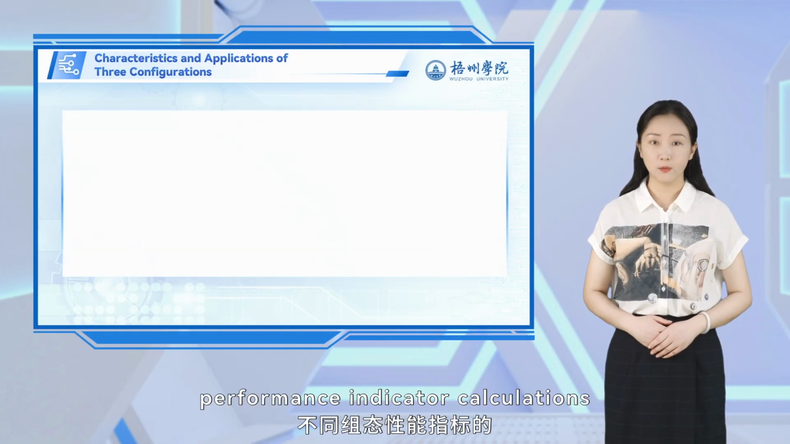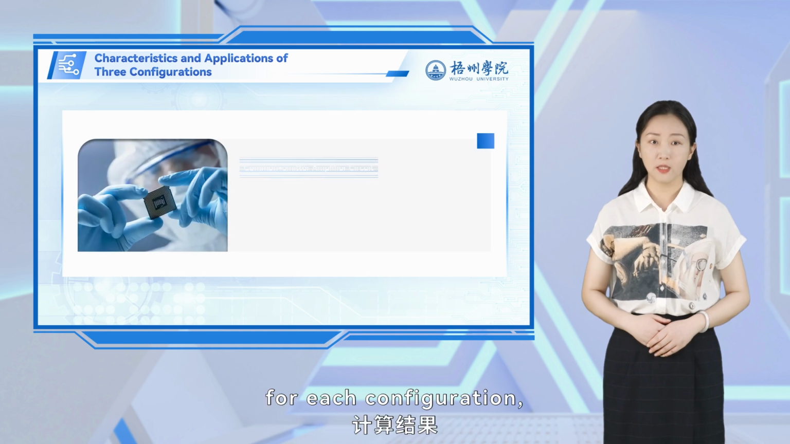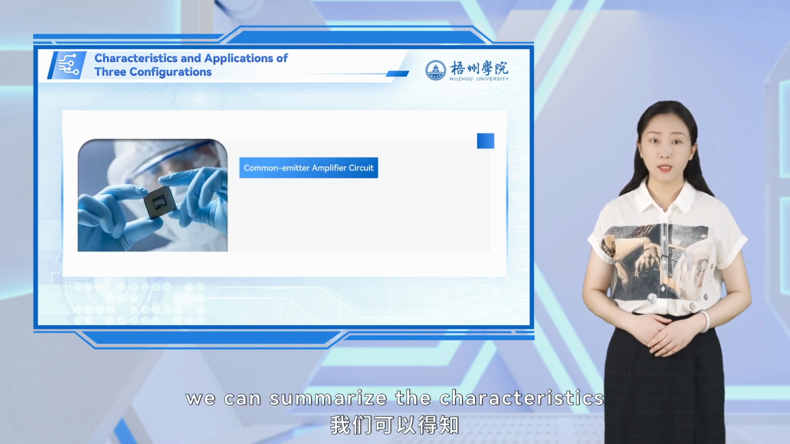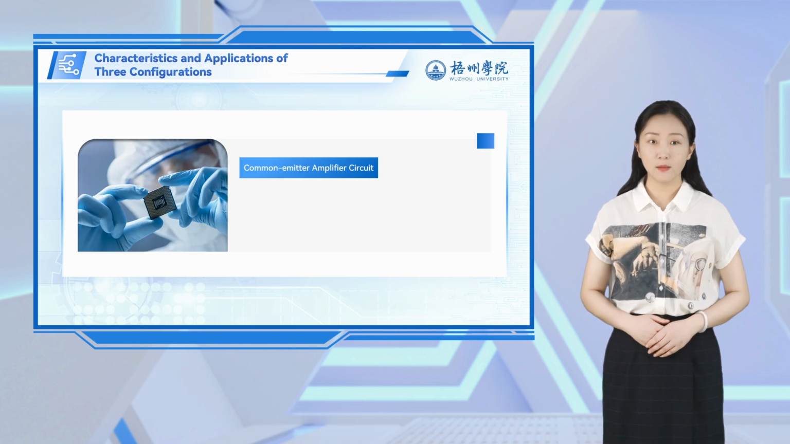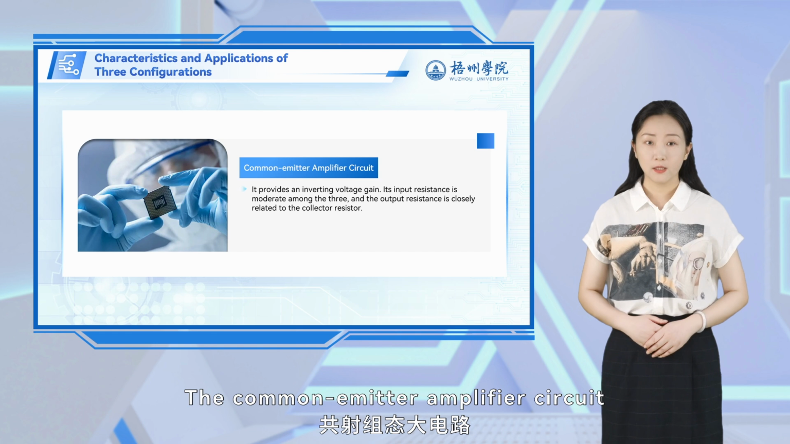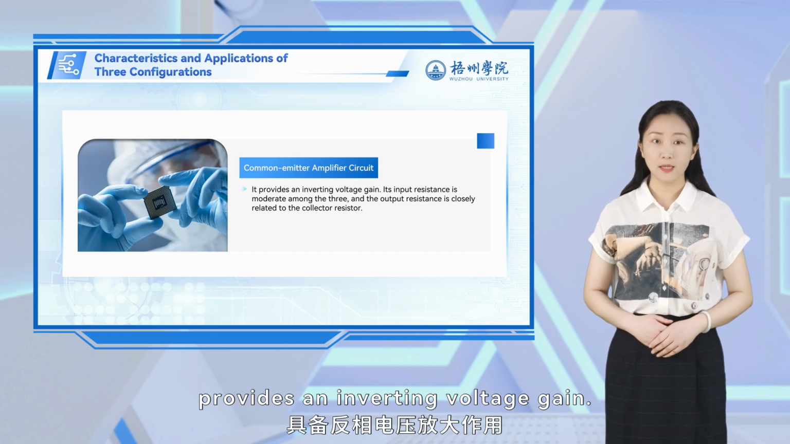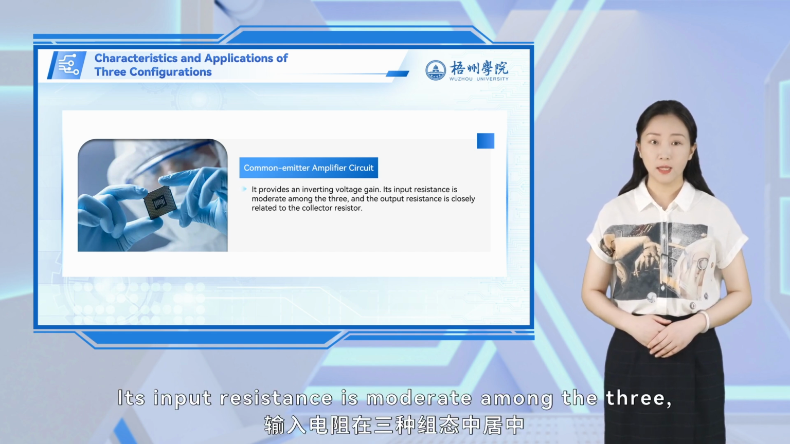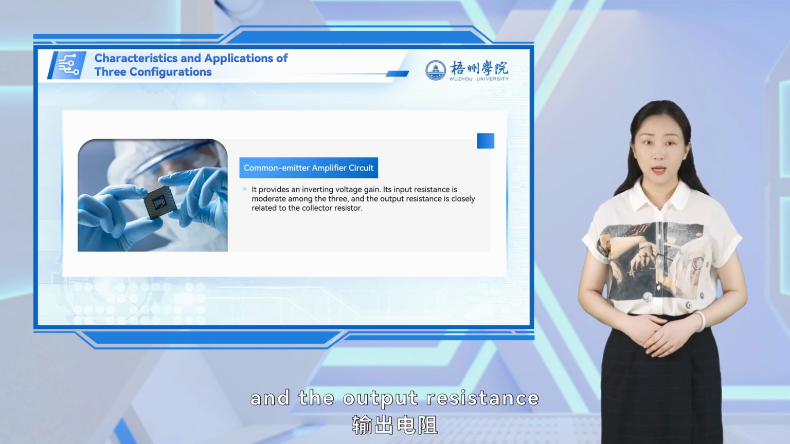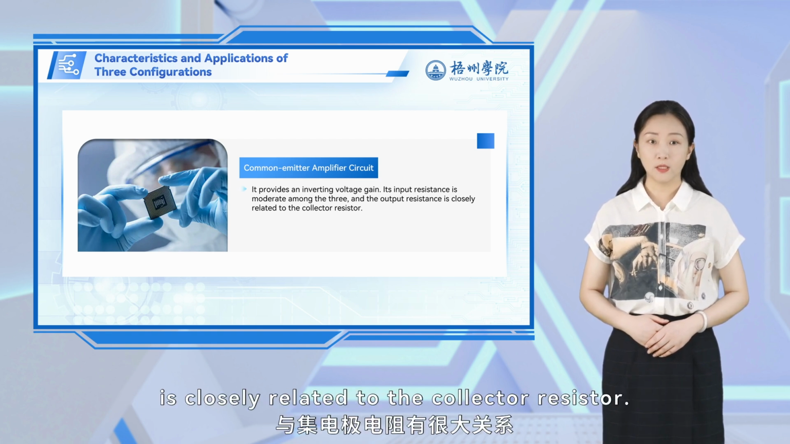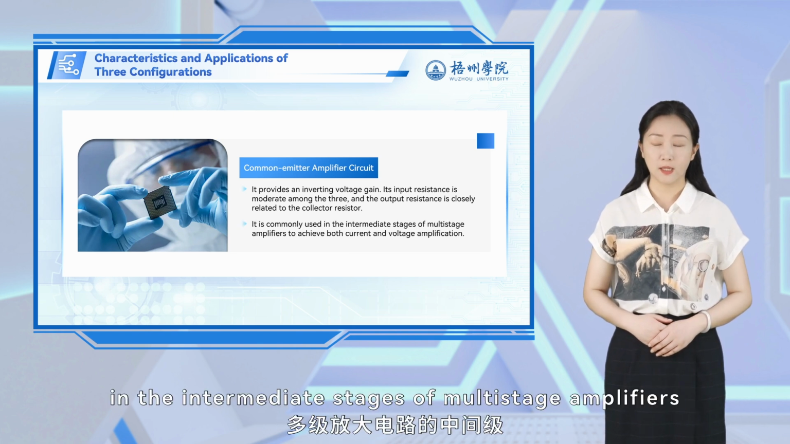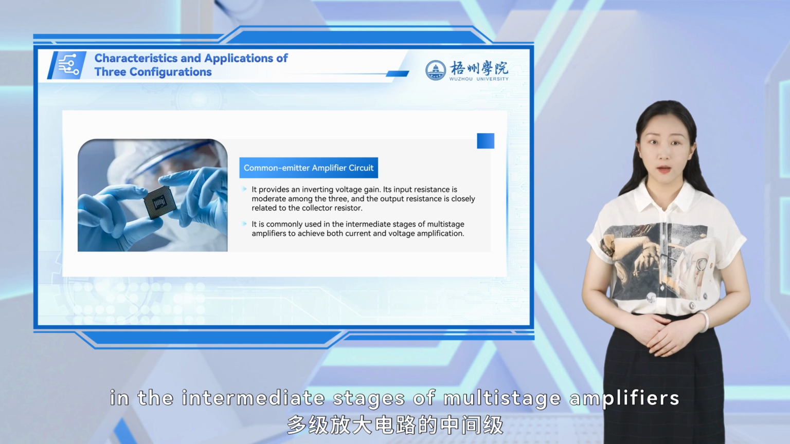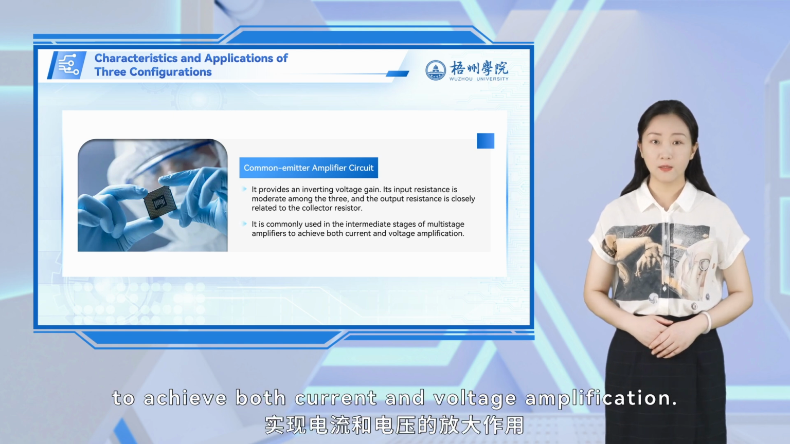Based on the above performance indicator calculations for each configuration, we can summarize the characteristics of the three types of amplifier circuits. The common emitter amplifier circuit provides an inverting voltage gain. Its input resistance is moderate among the three, and the output resistance is closely related to the collector resistor. It is commonly used in the intermediate stages of multistage amplifiers to achieve both current and voltage amplification.